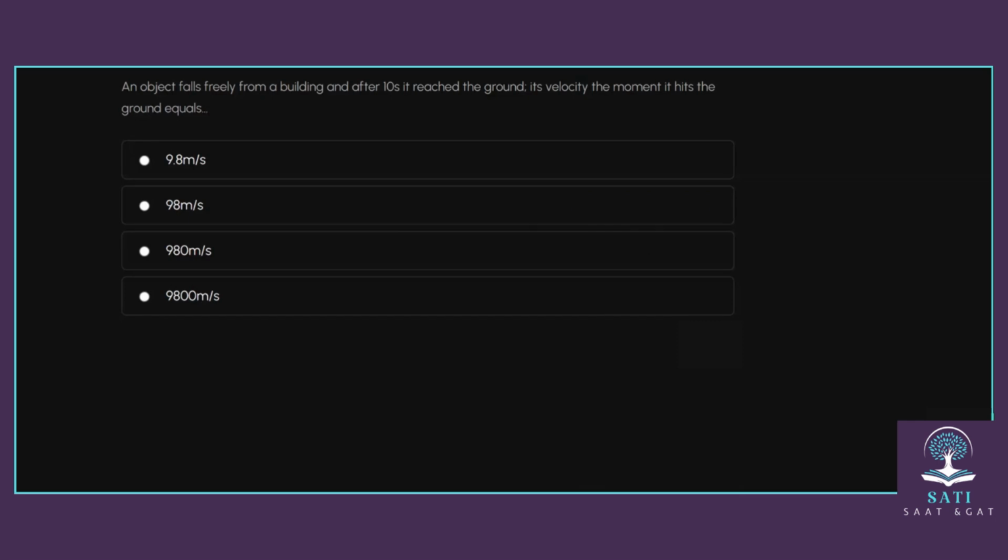An object falls freely from a building, and after 10 seconds it reaches the ground. Its velocity the moment it hits the ground equals what? Okay, for free fall, by the way, we know what the equations are. The equations are the same, we just change what?